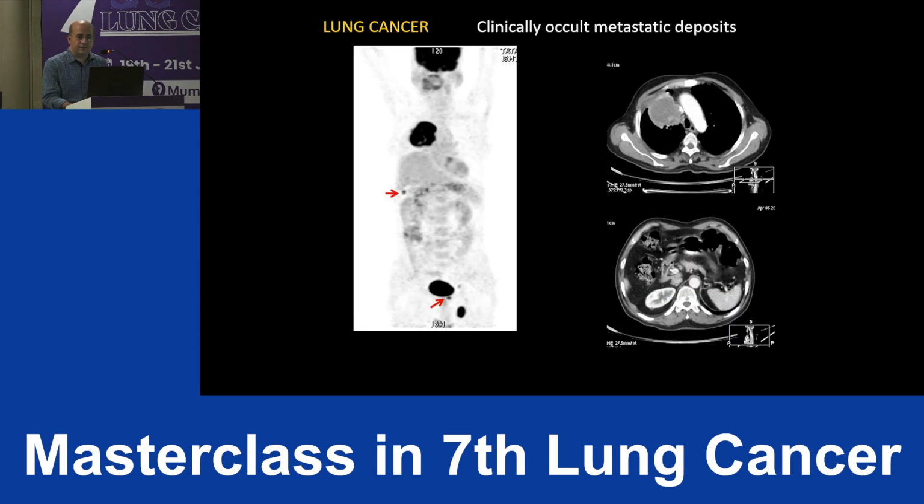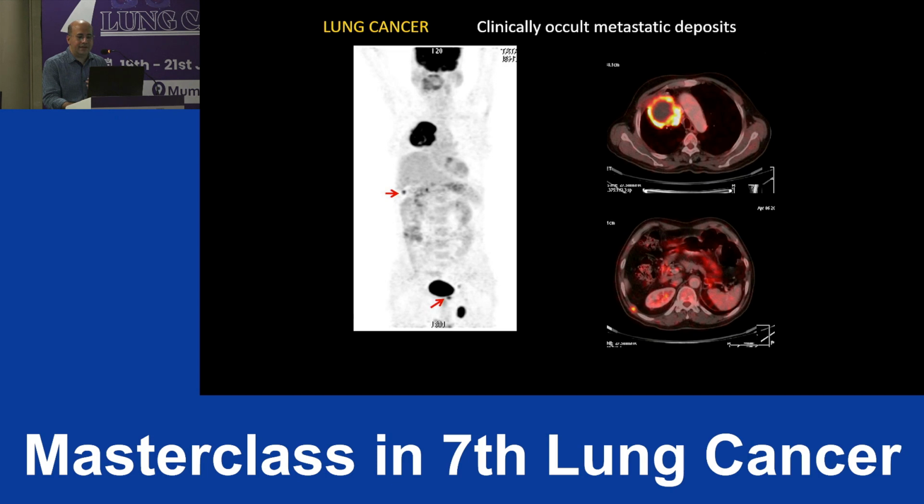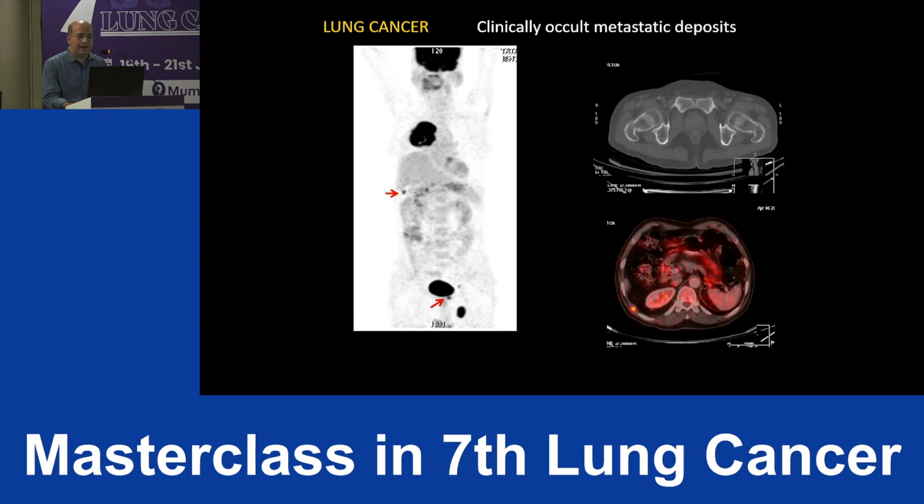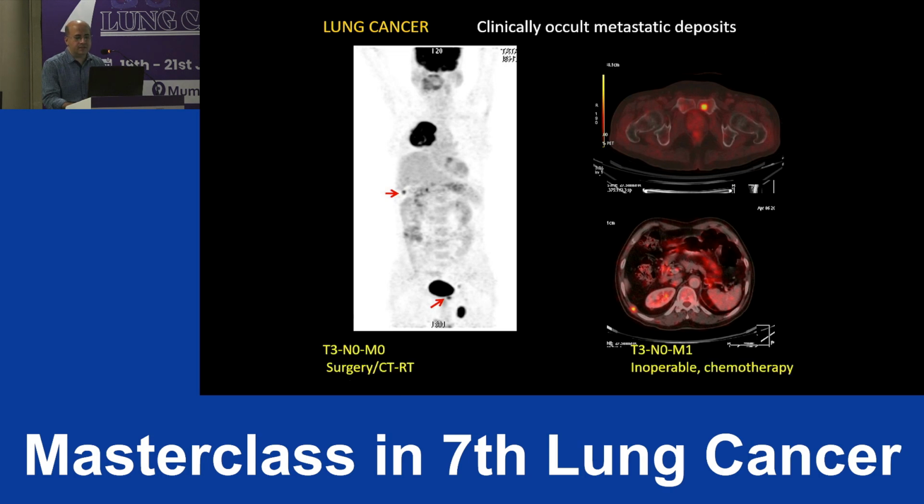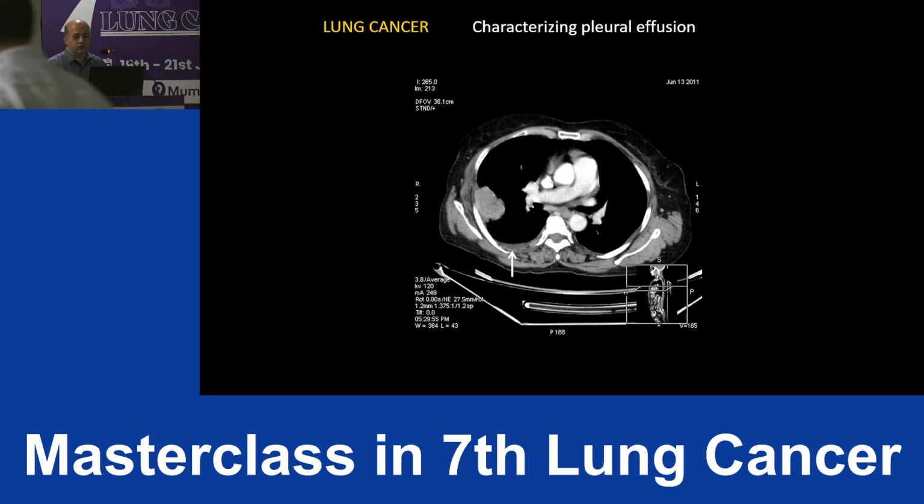Similarly, this again looks like a locally advanced lung cancer which would probably need radiation. You can see on PET CT these small chest wall and skeletal metastases which otherwise would have been missed. So a patient who could have been either operated or treated with radical intent now becomes M1 and needs chemotherapy.